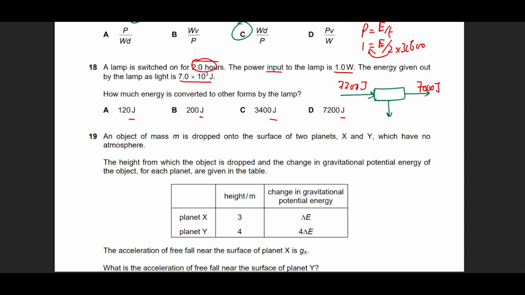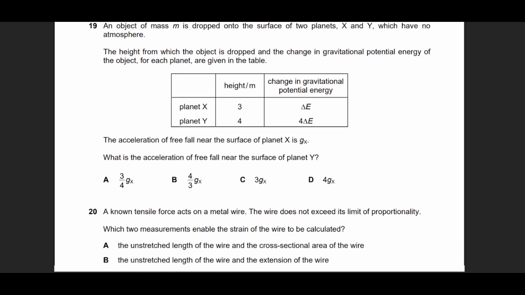He says how much energy is converted to other forms, or wasted. How much has been wasted? 200 joules has been wasted. Who gives us the license to think like an accountant, that everything is accounted for? If I've given 7,200 joules, and I add every ounce of energy on the output, this will still become 7,200. Who gives me the authority to use this logic? Law of conservation of energy, right? That is the license I have.